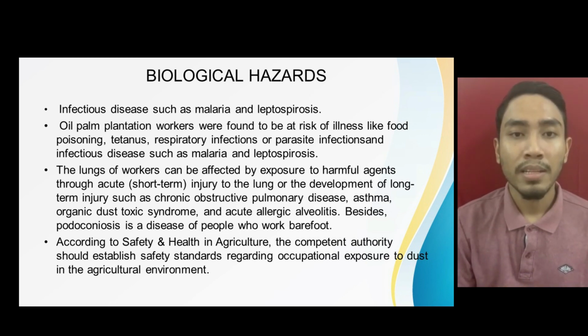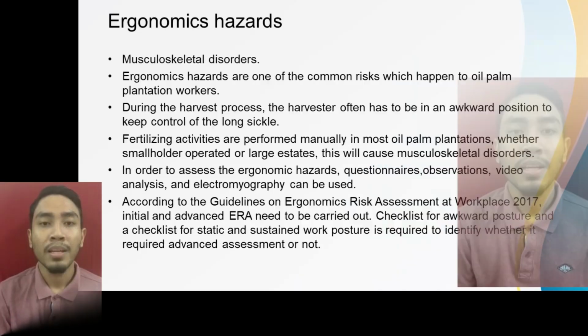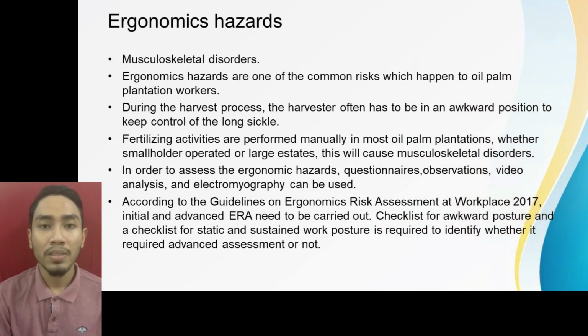According to Safety and Health in Agriculture, the competent authorities should establish safety standards regarding occupational exposure to dust in the agricultural environment. Next is agronomic hazard, one of the common risks which happen to all palm plantation workers. During the harvest season, the harvester will use a sickle attached to a long pole and cut the fresh fruit bunch with a pole cutting motion.